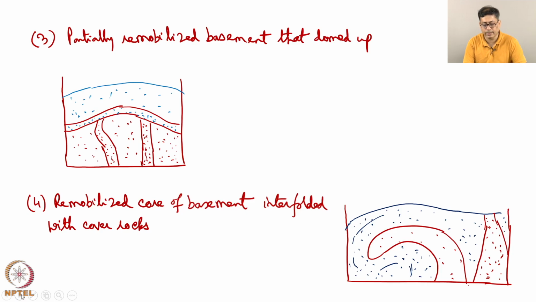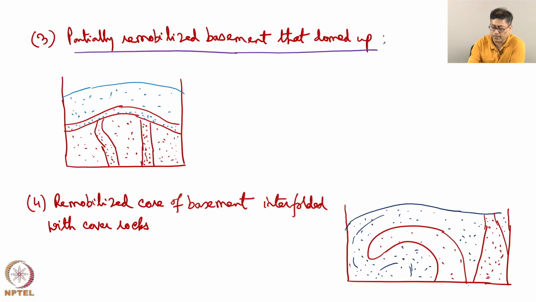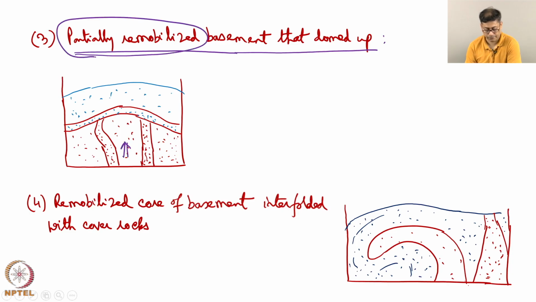Let us see the third variety, partially remobilized basement that domed up. Here these red dots indicate the basement which underwent a doming upward, and there is partial remobilization also. What does this mean and how is it reflected in the diagram? I have drawn these curved lines where I have put the same red dots here.